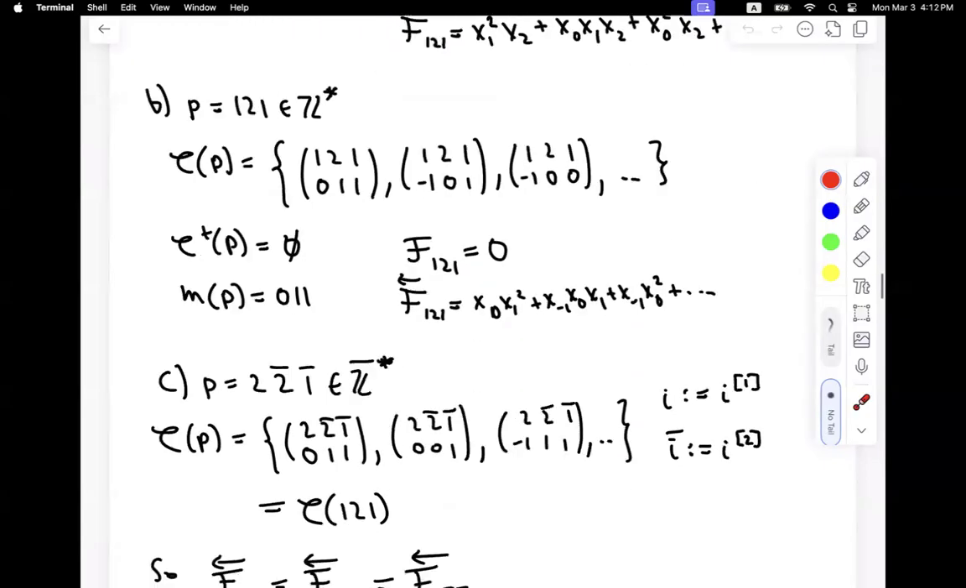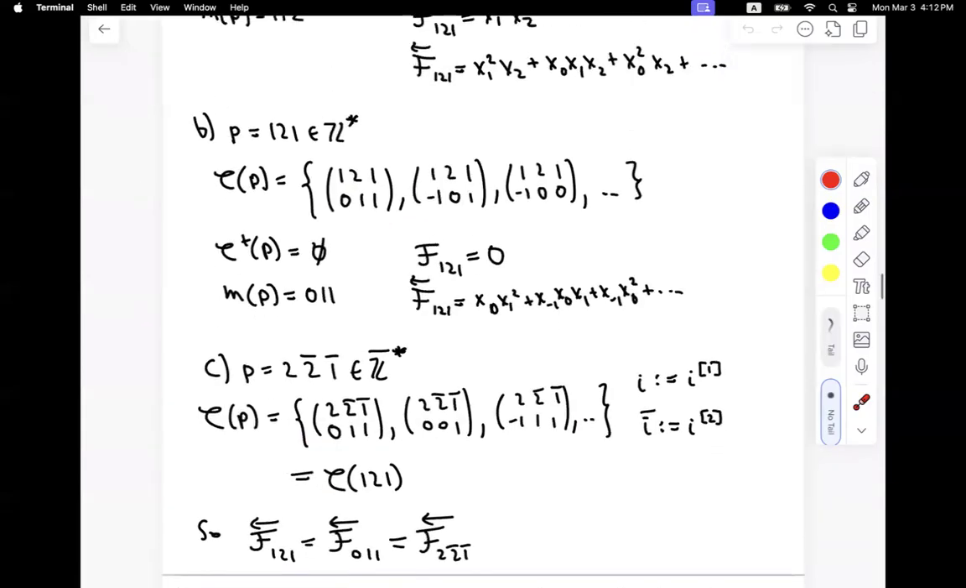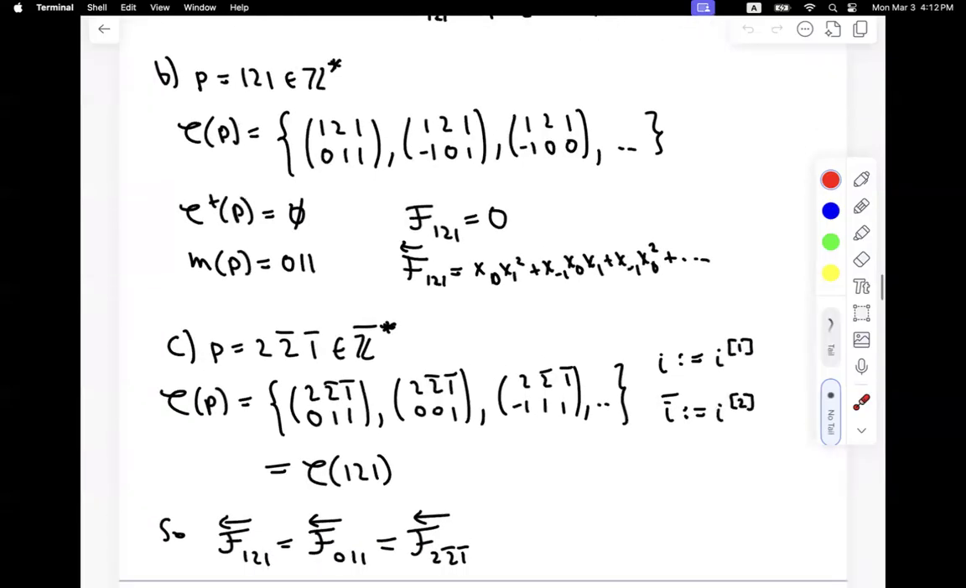Okay, so our third example, we'll go into Z bar star, words in colored integers. And here are the compatible sequences. Notice that the bottom rows of all of these compatible sequences are exactly the same as this one. Okay, so the maximal bottom row in particular of P is the same as it is for 1, 2, 1. It's 0, 1, 1.